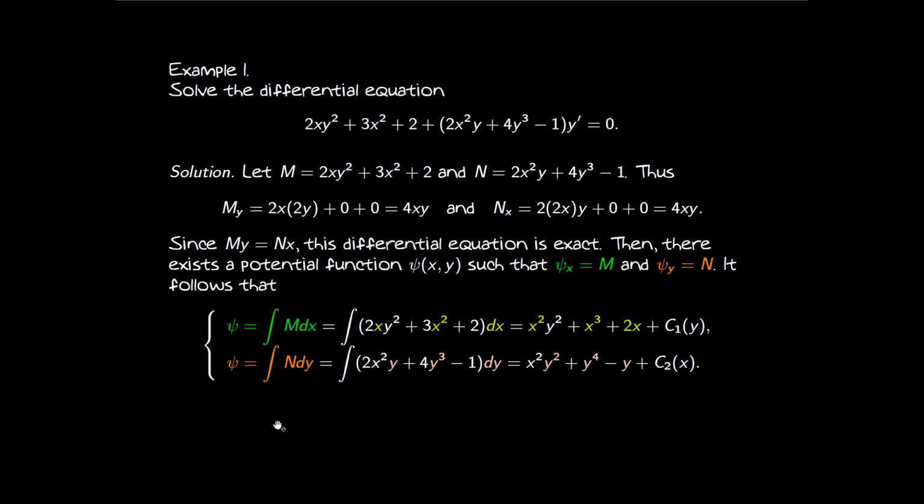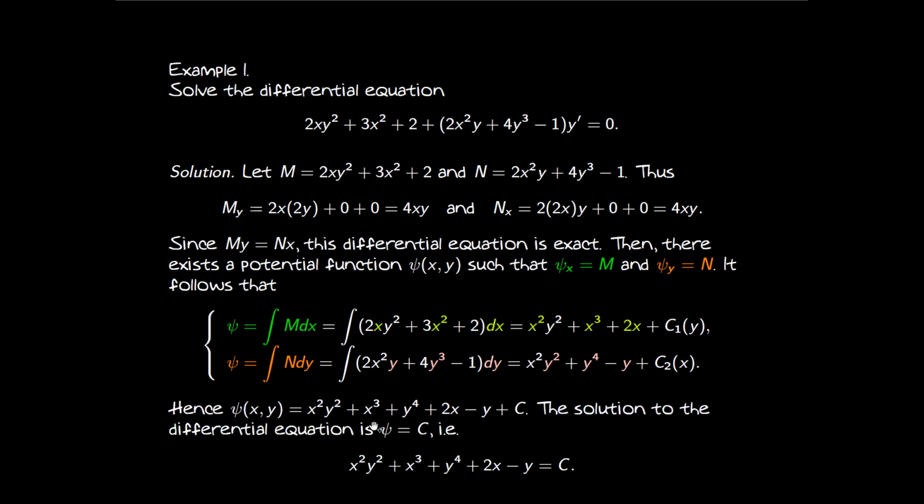Okay, now we can just collect all the terms we found over here and find our potential function. And then we know the solution to the differential equation actually can be implicitly defined from the potential is equal to a constant. And then we get the solution to the equation.